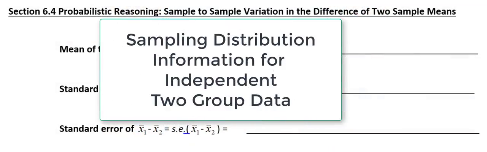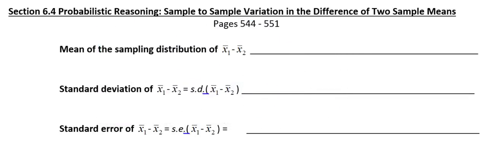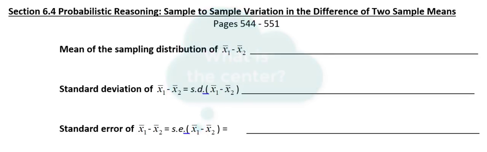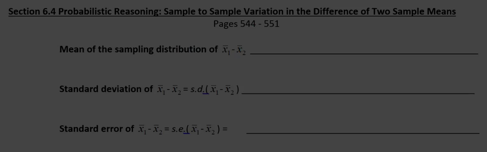Today we're looking at some of the information from sample to sample variation and the difference of two sample means. So where is the center or the mean of the sampling distribution of x bar sub 1 minus x bar sub 2? Well, it's similar to what we saw when we were looking at the sampling distribution of just x bar. Now though, because we're looking for the difference, it will be mu sub 1 minus mu sub 2. The sampling distribution for x bar by itself was centered at mu. Here the sampling distribution of the mean will be centered at mu sub 1 minus mu sub 2.